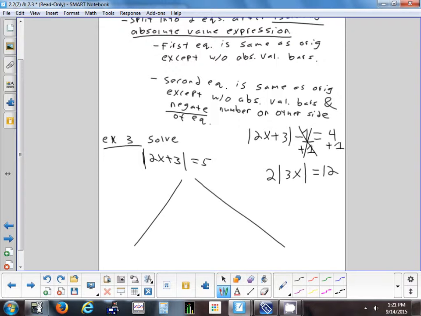Equals 5. So copy down the same one as the original, just take away the bars. And how about my second equation? Graham? 2x plus 3 equals -1. Perfect. So 2x plus 3 equals 5, and 2x plus 3 equals -5.